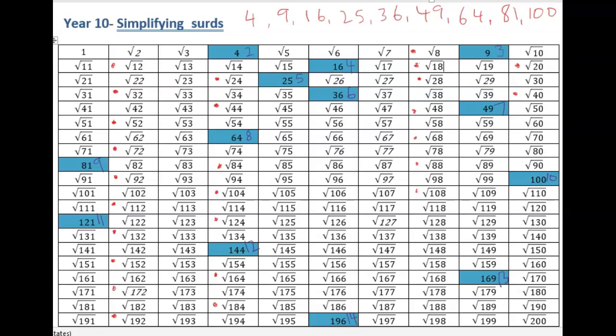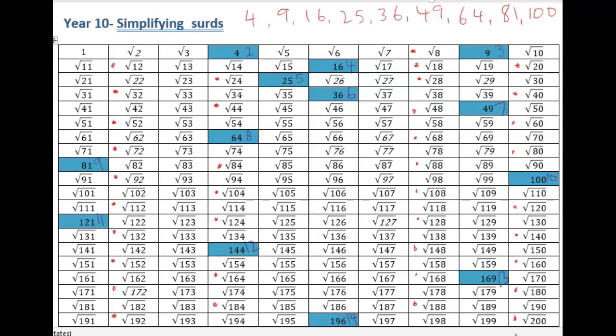Right, so I'll just quickly do this. So I'm just doing a dot if you're wondering what I'm doing, and then here as well. Okay. All right, so I'm just putting a dot next to surds that can be simplified.